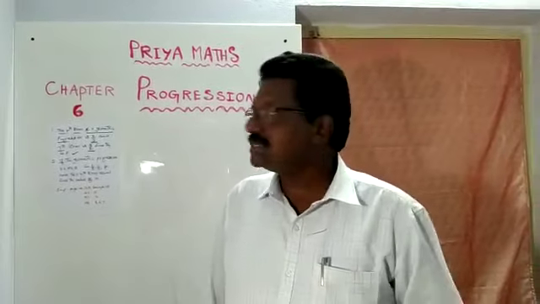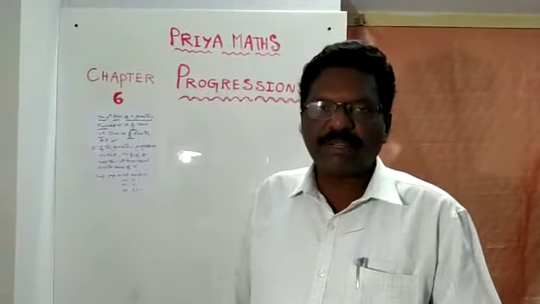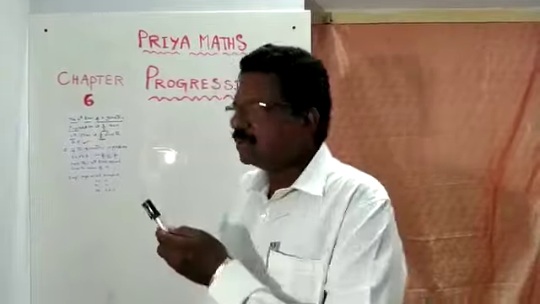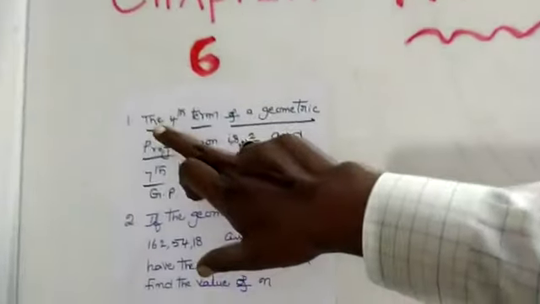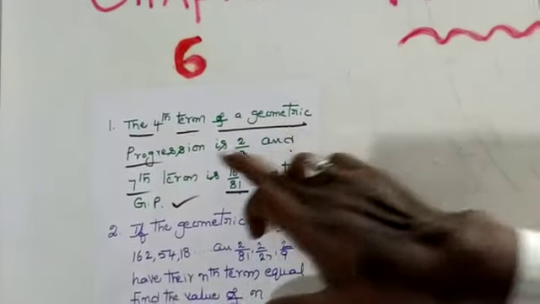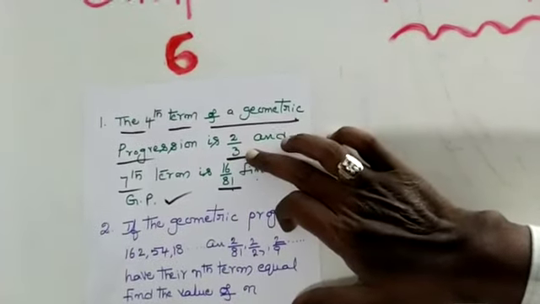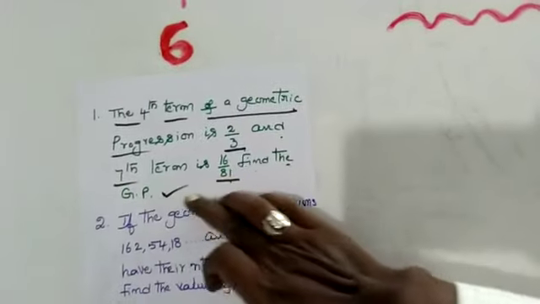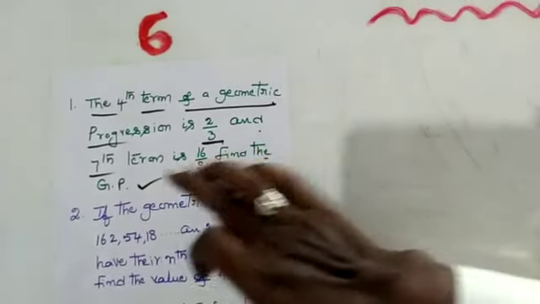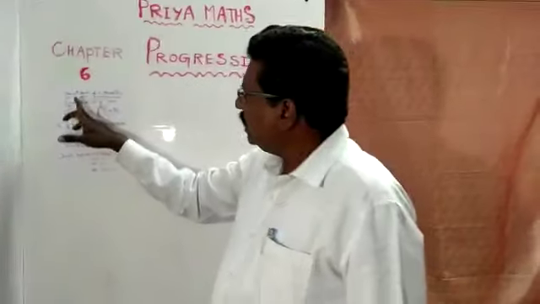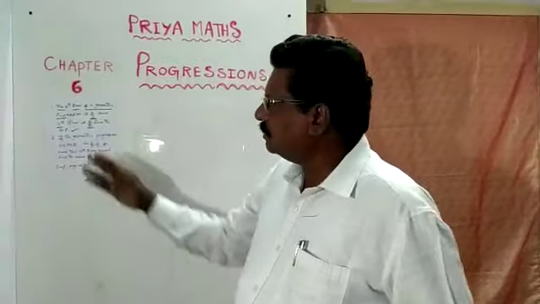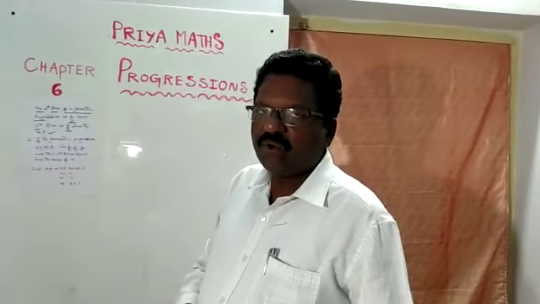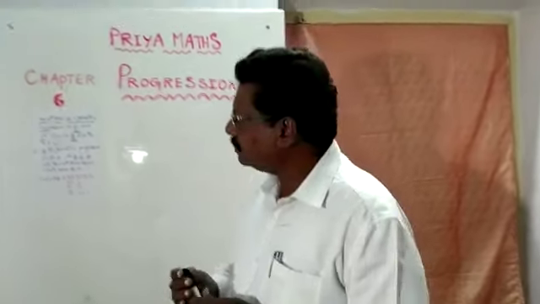Today we are going to discuss some more important questions for the public examination. Look into the board. First one: the fourth term of a geometric progression is 2 by 3 and the seventh term is 16 by 81. Find the GP. He already gave the fourth term and seventh term, so you will find the series, the geometric progression. This is a 4-mark question, important for the public examination.